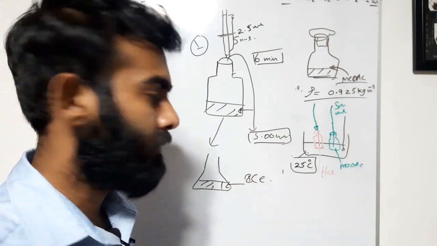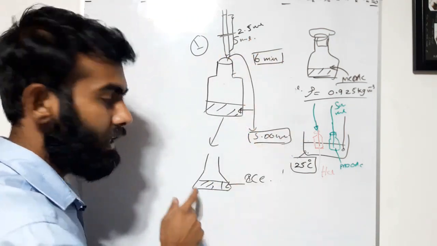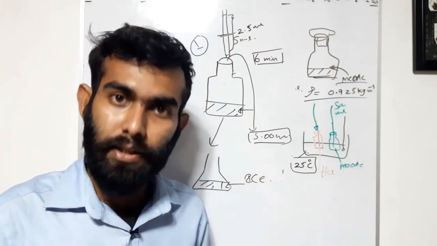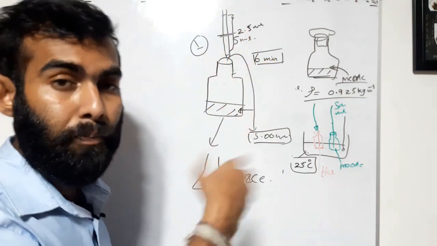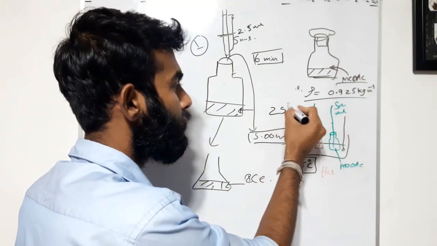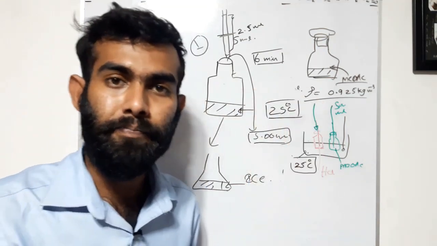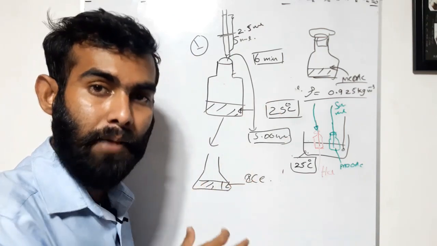Why is that? We are adding this reaction mixture into an ice-containing conical flask. It contains ice, which means the temperature is nearly 0. So what will happen? The optimum temperature for this reaction is 25 degrees. Room temperature is the optimum temperature for this hydrolysis reaction. So when we add this reaction mixture into this ice, what will happen?